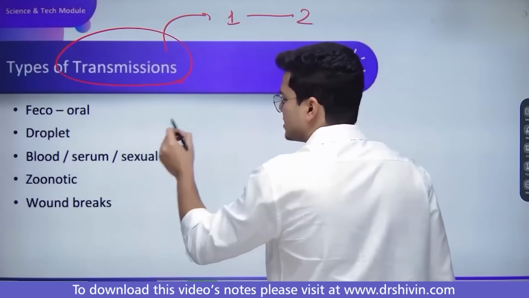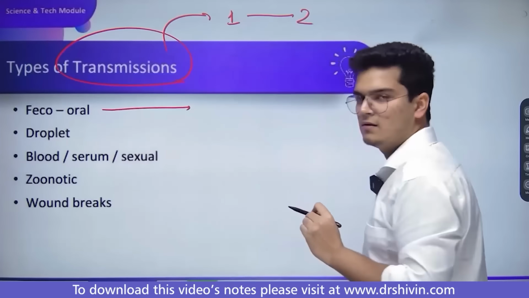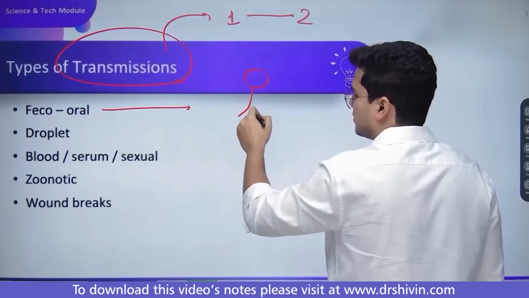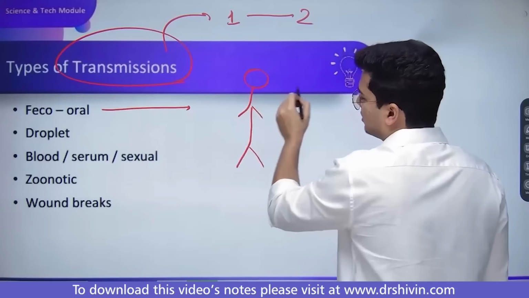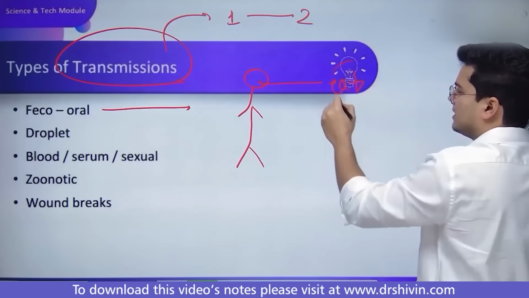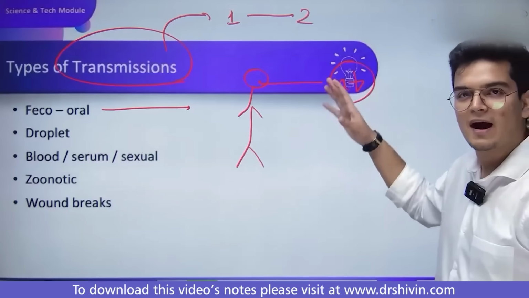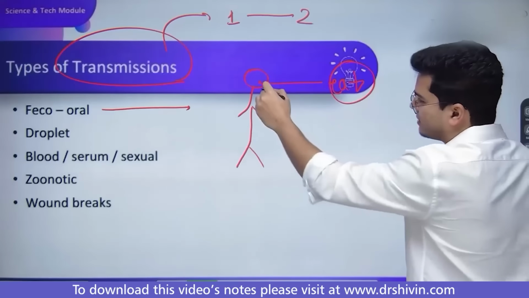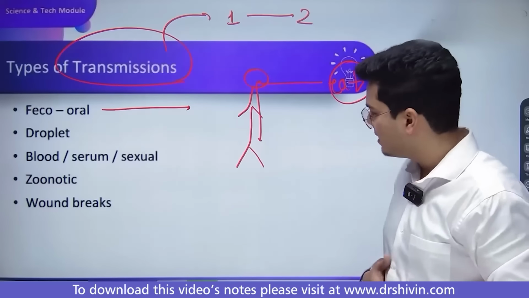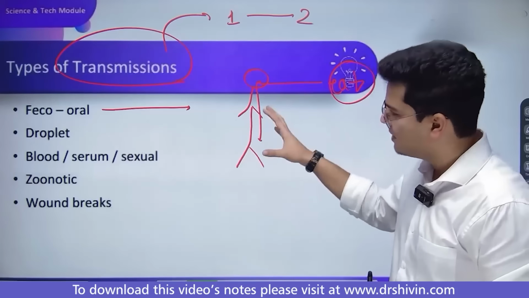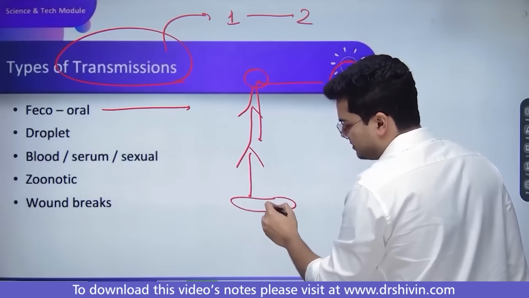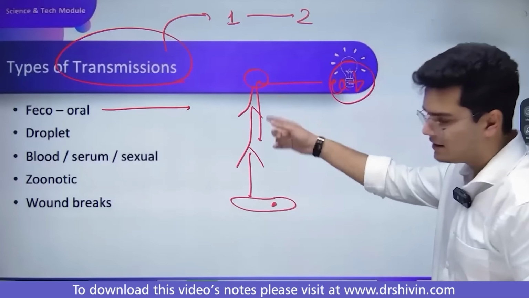Look, the first type of transmission is feco-oral. Here, this is a person. Oral means through the mouth. So they have eaten a bacteria. They ate some bad food, drank some bad water. They got bacteria in their digestive system. Now in their digestive system, in their stomach and intestines, the bacteria will cause infection. But when they excrete feces, this feces will also have that bacteria.